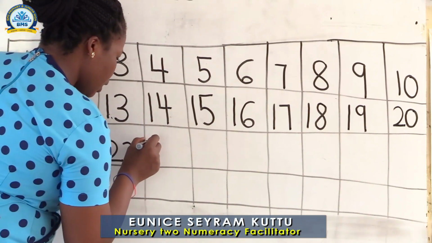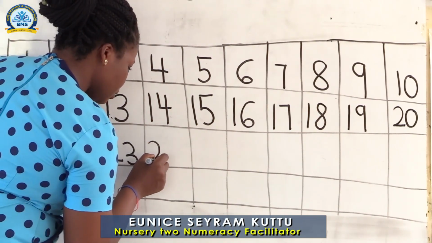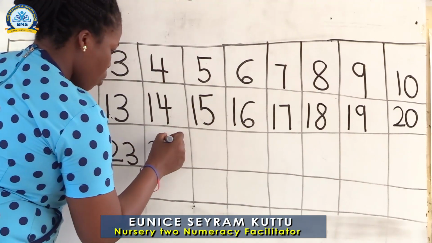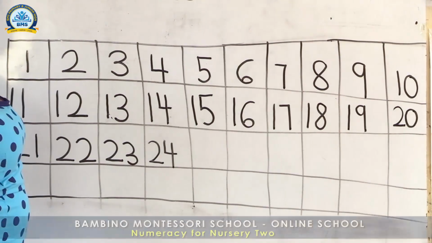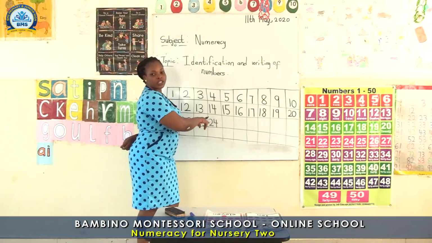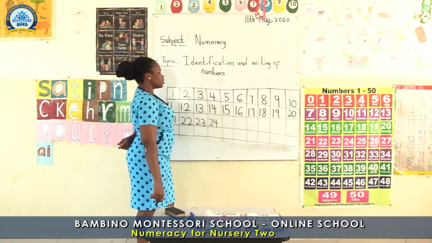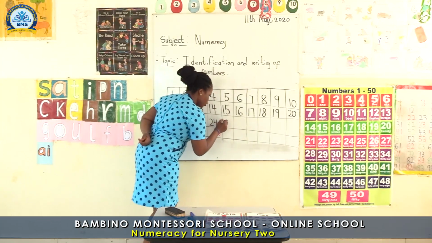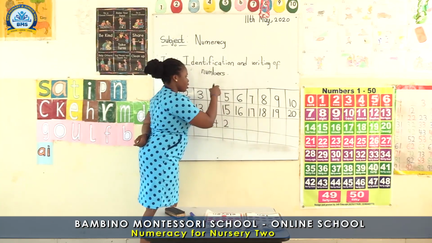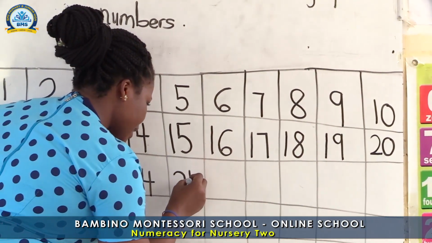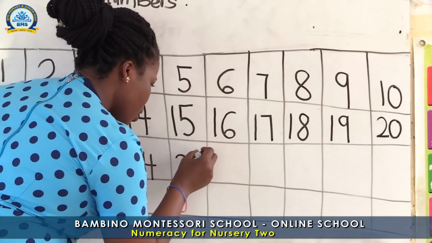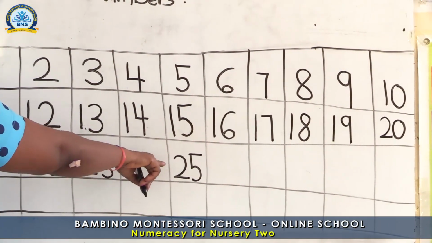From 23, you go to 24. So now let's write our 2 first and what? Our 4. Then we get the number 24. Good. Now from 24, what number comes next? 25. Your 2 first. What number is up here? 5. Then you write your 5 here to get the number 25.